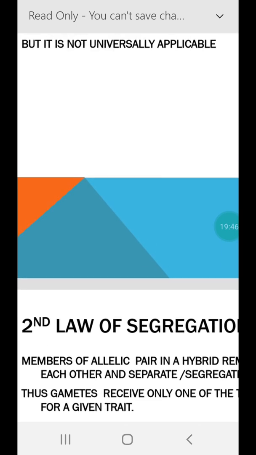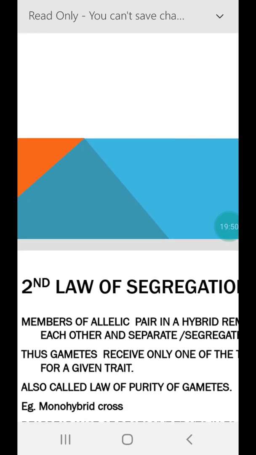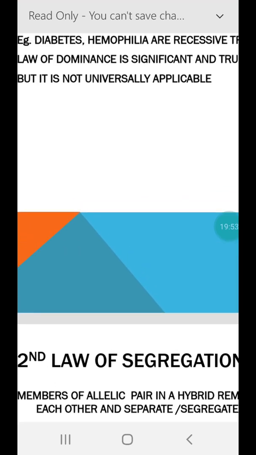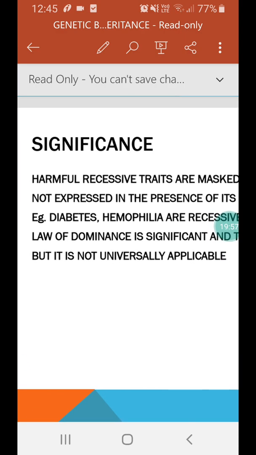So in the next lecture we will see the second law, the law of segregation. That is the second law of Mendel. So this is all about today's lecture.